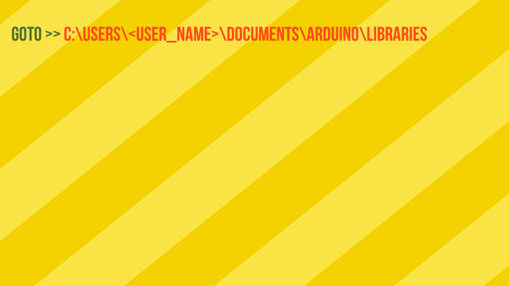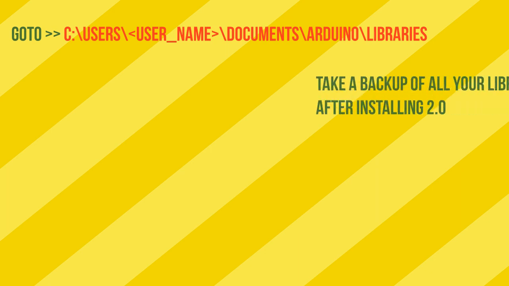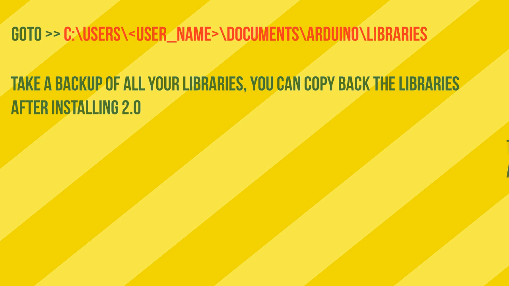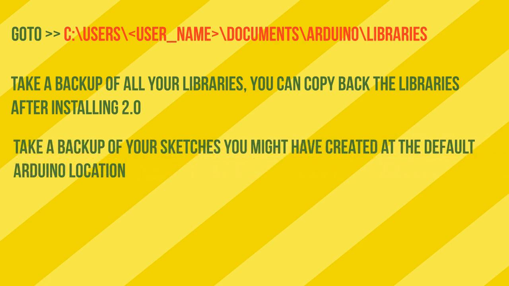So what I suggest is that you go to your documents folder, and inside that folder you will see a folder with the name Arduino, and then inside that you'll see libraries. I would suggest that you copy and paste, take a backup of your libraries, and then also take a backup of any sketches you might have created in the default folder. Quite possible you might have saved a couple of your important sketches in the default folder. So take a backup of that as well, because the next step we are going to uninstall any other versions of Arduino we might have on the machine.